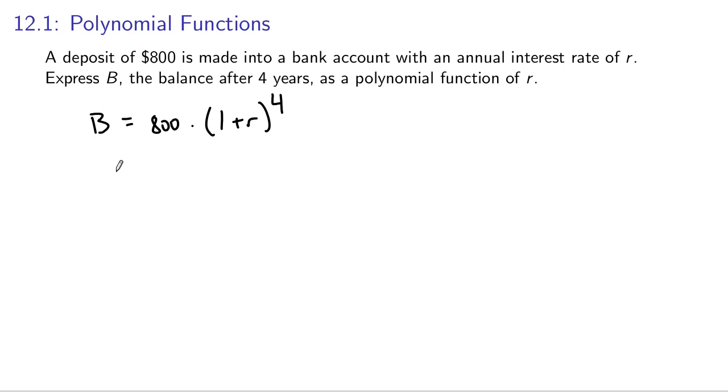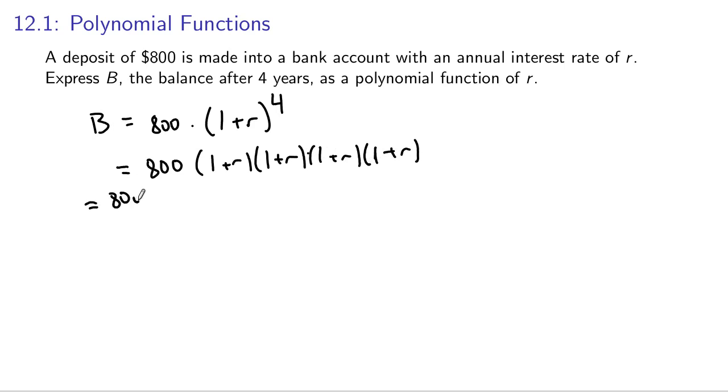So here's our polynomial function. To really show it's polynomial, we should probably distribute this out, which is rather annoying because we're going to have to do 1 plus R times itself many times. This is where a thing called the binomial theorem would be really handy to be able to use. We've not talked about that though. So we'll do this by hand, doing the first pair and the second pair of binomials.